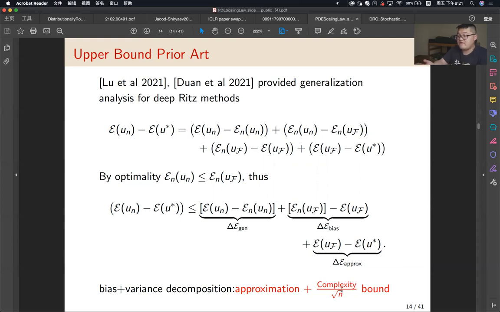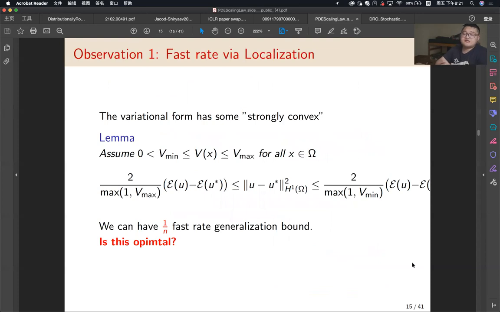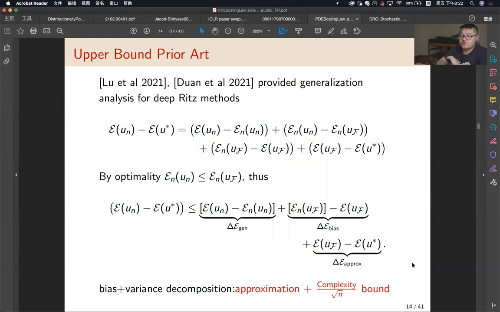So the rate here is 1/√n. But this is not optimal. I will tell you, if you write down their bounds here, you will find a huge gap there.